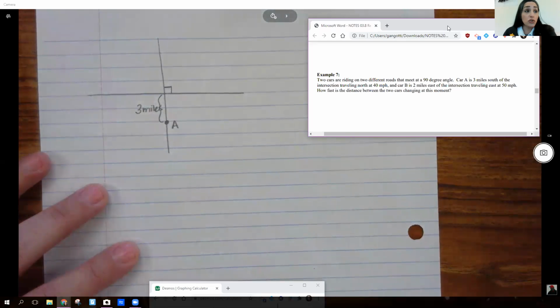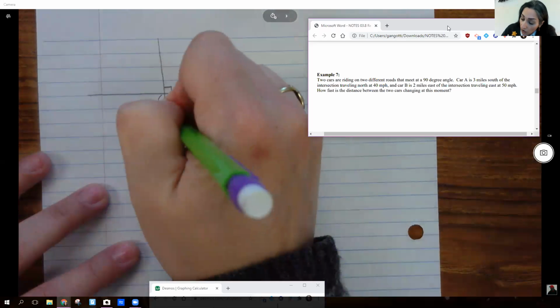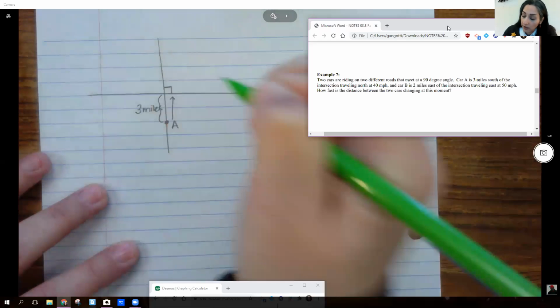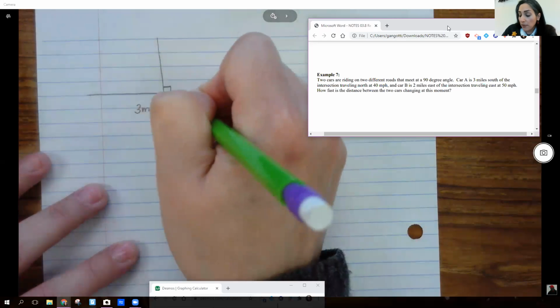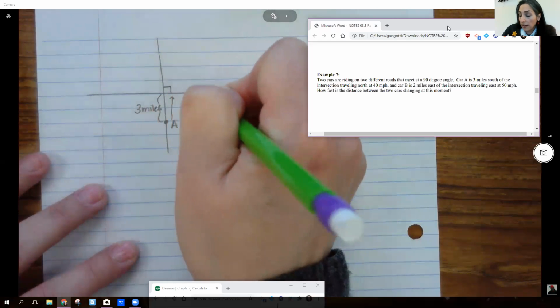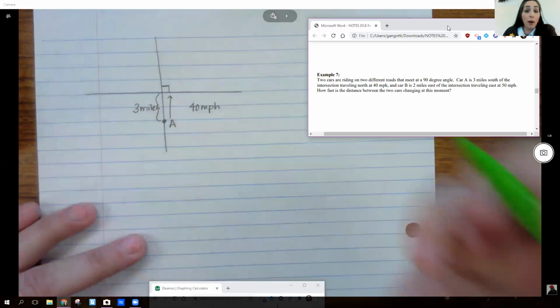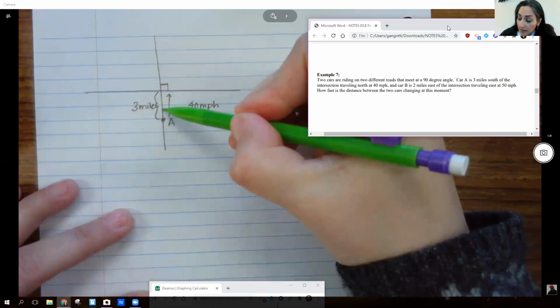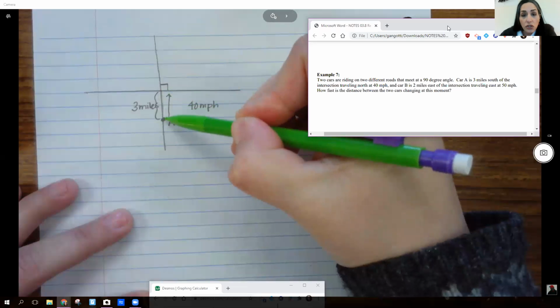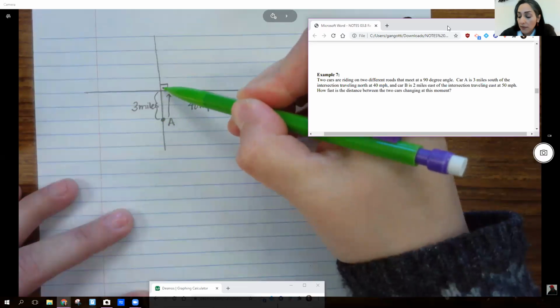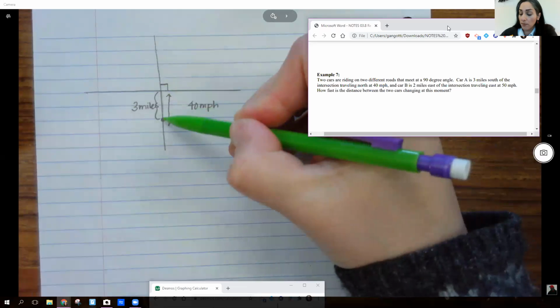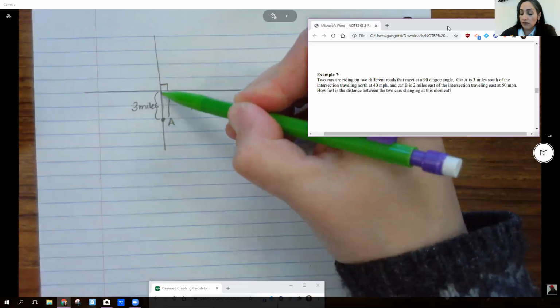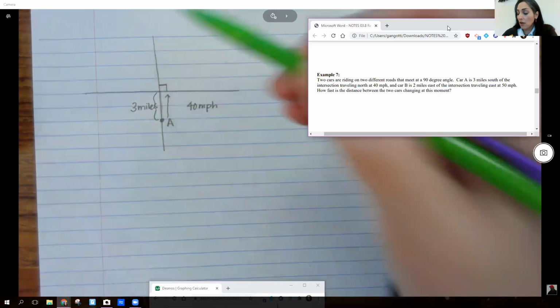Now that car is traveling north at 40 miles an hour. So this car is going this way at 40 miles per hour. Now, what's 40 miles per hour represent? It represents this change in distance, right? Every hour, we're going 40 miles closer up this road.